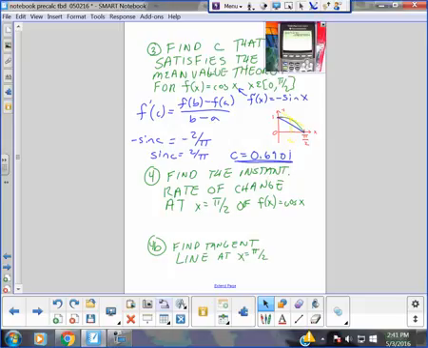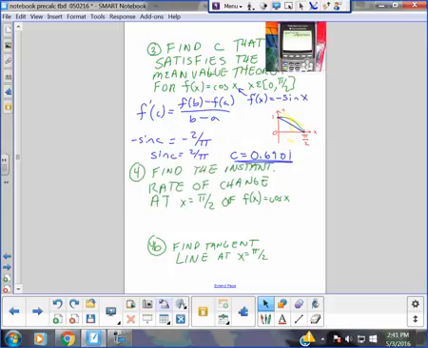Okay? Last one, and it's got two parts. Find the instantaneous rate of change at x equals pi over 2 of cosine x. All right, now f of x equals cosine x. Well, instantaneous rate of change is just, you just got to take the derivative, and we found it in the previous problem. It's just negative sine x.